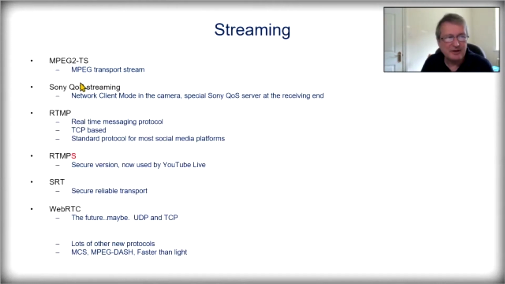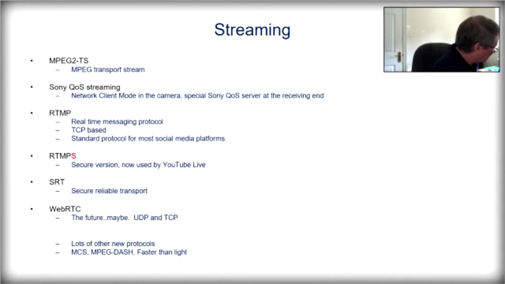Sony have their own QoS streaming mode, network client mode. You'll see that as NCM mode in the streaming options on the camera, which is a different way of sending data and has a lot of error correction built into it. Sony's QoS streaming system relies on you having a Sony Magic Box at the other end to decode that special, secure and very powerful streaming coding. And it's a bit like something called SRT.